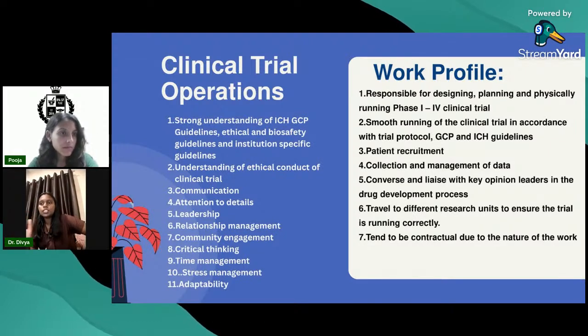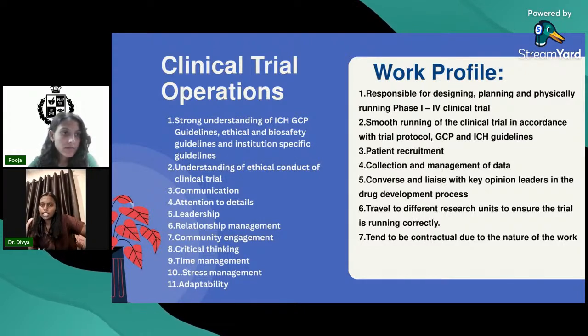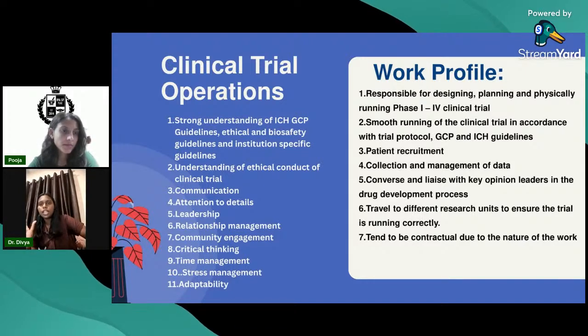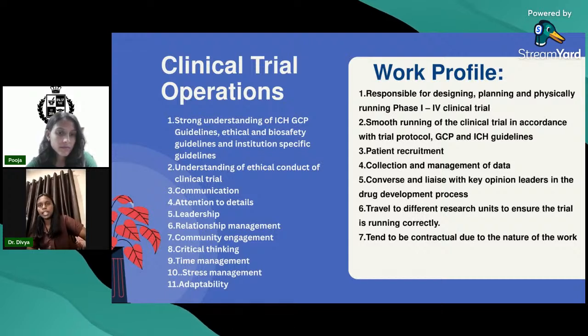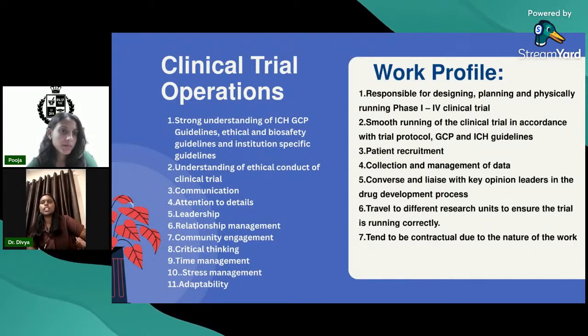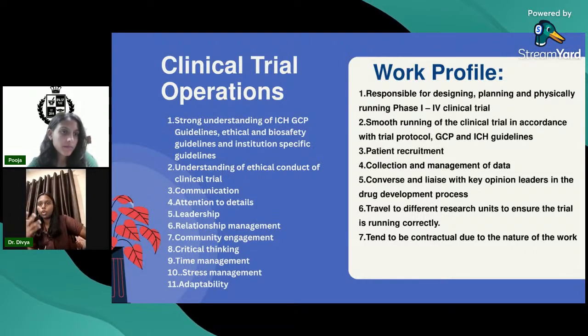And lastly, this work tends to be contractual, because whatever the duration of the study is, your recruitment as staff will be for that period only. You can obviously go from one project to the next, but you can't work lifelong on one project. Obviously that project ends at some point of time. So these work profiles are generally contractual. I hope the work profile is clear now, what these people do.